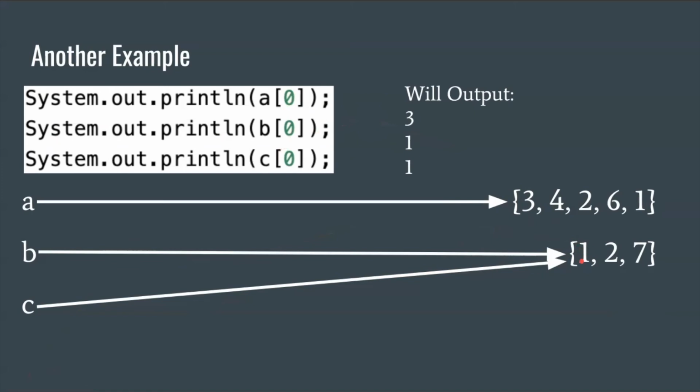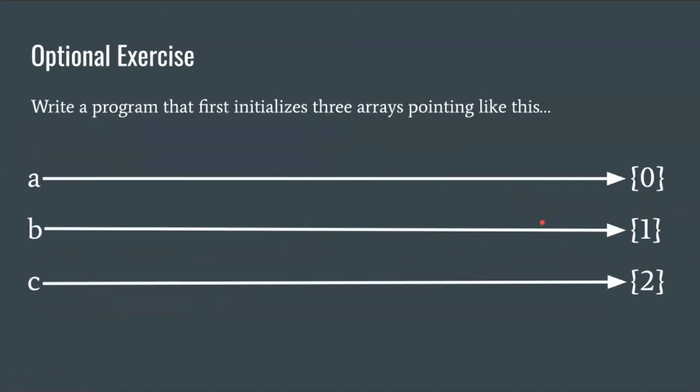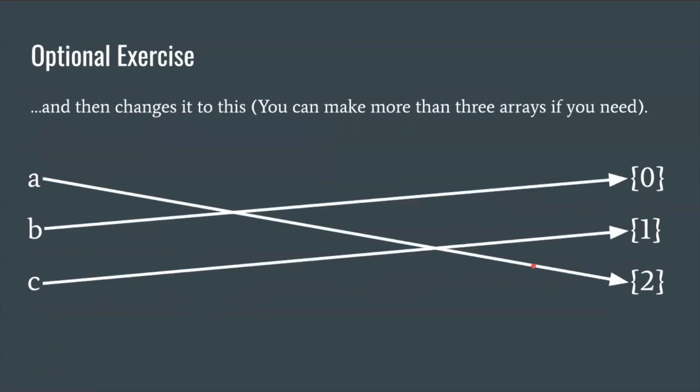So now that you know what pointers are, here's an optional exercise. Write a program that first initializes 3 arrays pointing like this, and then changes it to this. And you can make more than 3 arrays if you need. So if you want to give this problem a try, then pause the video here and keep watching for the solution.